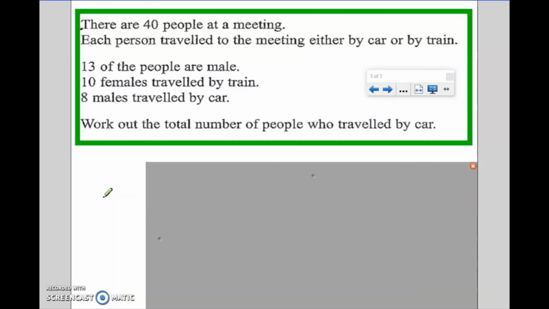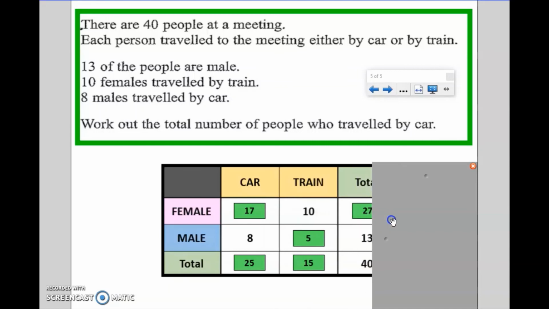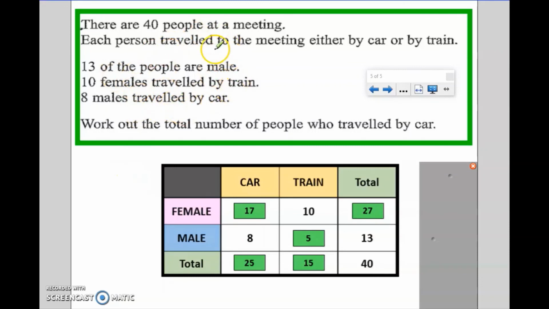Okay, welcome back. So I'll just show you my completed two-way table. Looks something like this. So we're giving information in the question. We're told that there's 40 people. We're told that 13 of the people are male. We're told that 10 females travel by train and that 8 males travel by car. If 40 people are at the meeting altogether, I know my grand total needs to be 40.